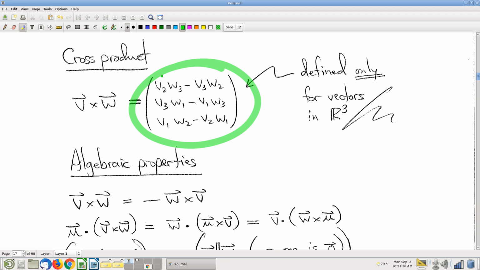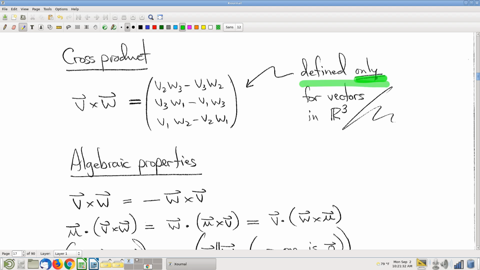One other little reminder. Notice that this is defined only for vectors in R3, specifically 3. This is just in R3. So it's not like the dot product in that sense. For the dot product, you can take two vectors of any dimension and do their dot product, and the formula is pretty much the same. Analogous, certainly. Here, no, just in 3 dimensions, 3 only.